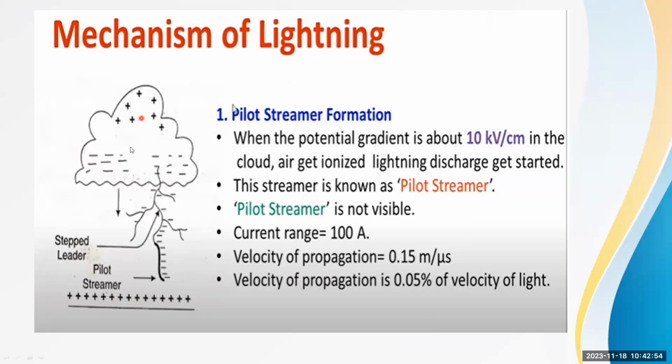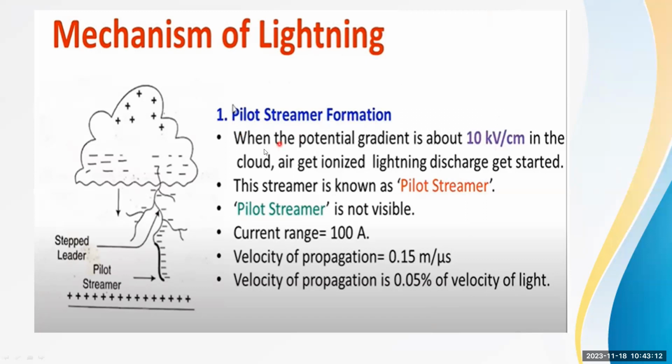The cloud is having positive and negative charges. According to these theories, there is a huge potential difference present between the cloud and ground. Because of this huge potential, the air will become ionized and the lightning takes place. That lightning, the first one, is called pilot streamer formation.